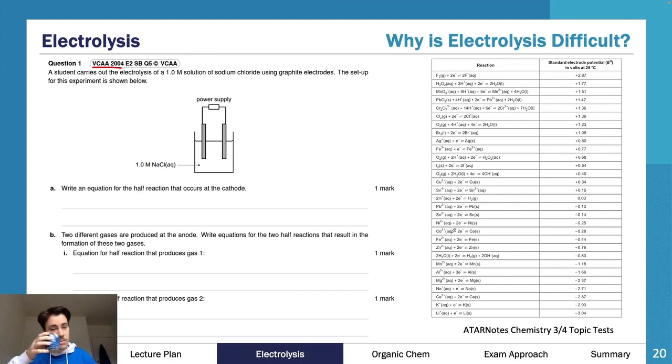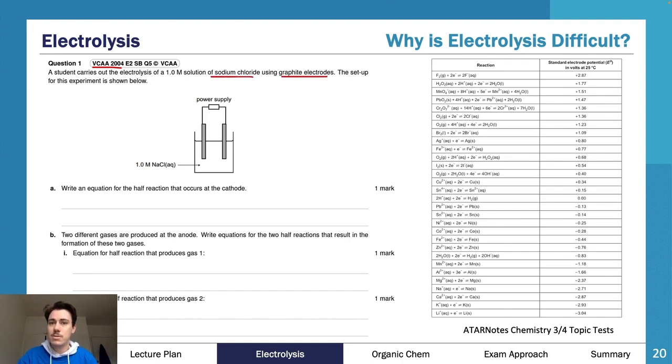And hopefully you had a go at that question. So let's start to talk about this question. Now, if you paused and then you come back and you're just confused, I will discuss how I'm going to approach this question. Then you can have another opportunity to pause. If you've done the question, you just follow all the way through. So a student carries out, in this scenario, the electrolysis of 1 molar solution of sodium chloride using graphite electrodes.